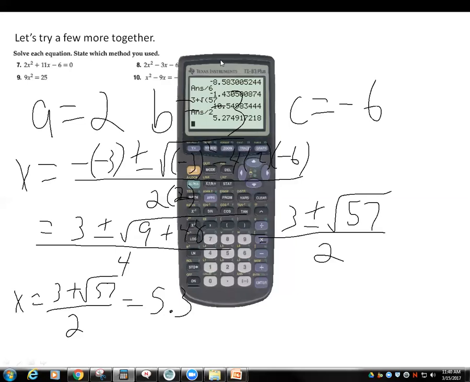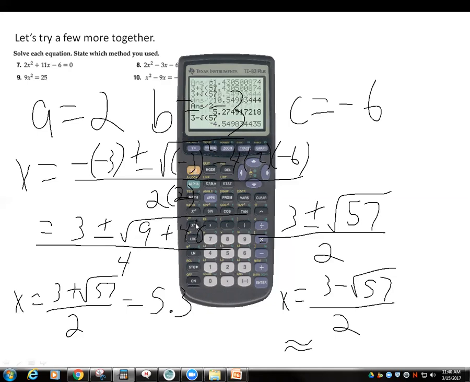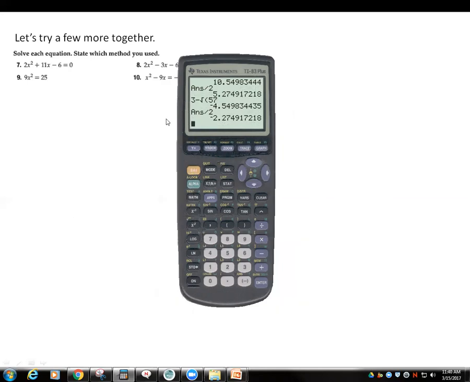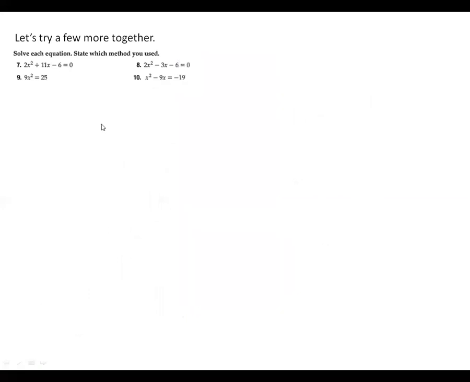And then if I do x equals 3 minus the square root of 57 over 2, 3 minus the square root 57 divided by 2 gives you negative 2.3. Okay? Cool. All right, number 9.